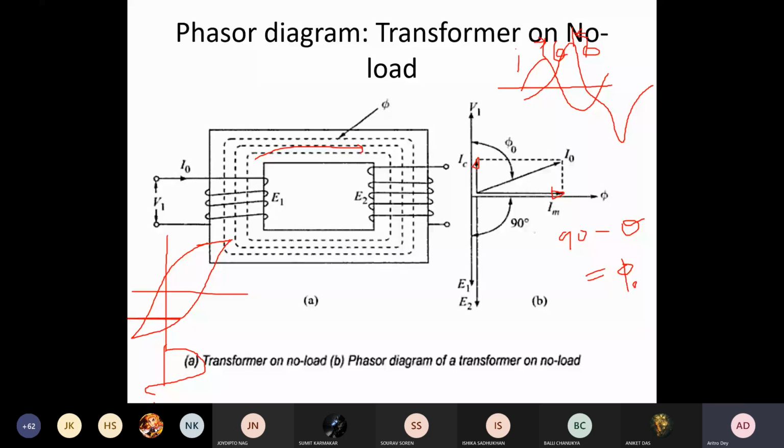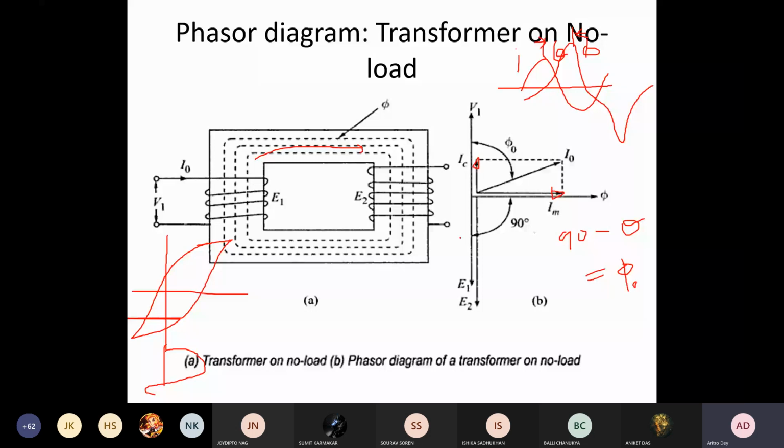So if it is closer to 90 degrees, your IC will be very small and the core loss component will be very small. Okay, and the other thing will be as usual, because your E1 will be out of phase with V1, and that is equal and opposite, and magnitude-wise the same, and this is your E2. Now what is the relation between E1 and E2?